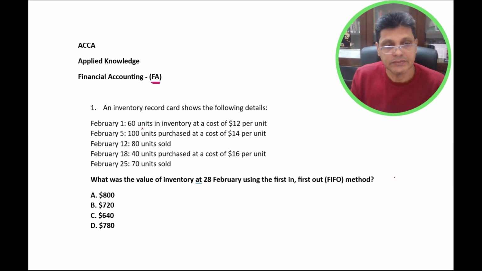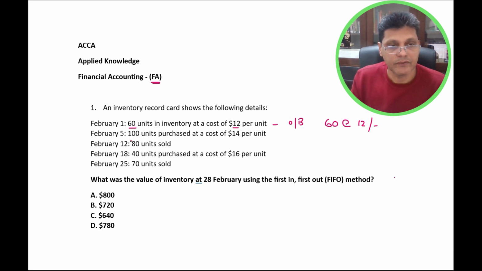February 1st, 60 units in inventory at a cost of 12 per unit. So this is the opening stock value, 60 units at the rate of 12. So we can take 60 units at the rate of 12. This is the opening balance.